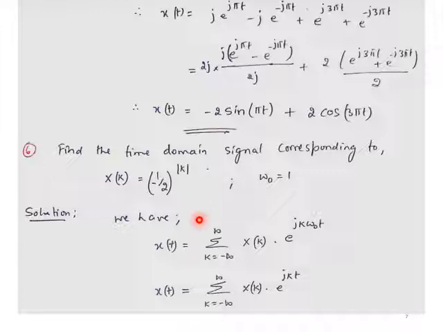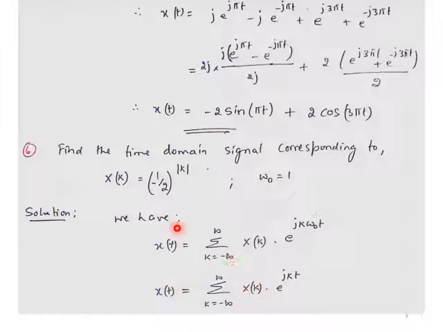They will take the equation x of t is equal to summation k equal to minus infinity to infinity x of k into e to the power j k omega naught t. Omega naught is 1, so e to the power j k t. So I'll just substitute the value of x of k.